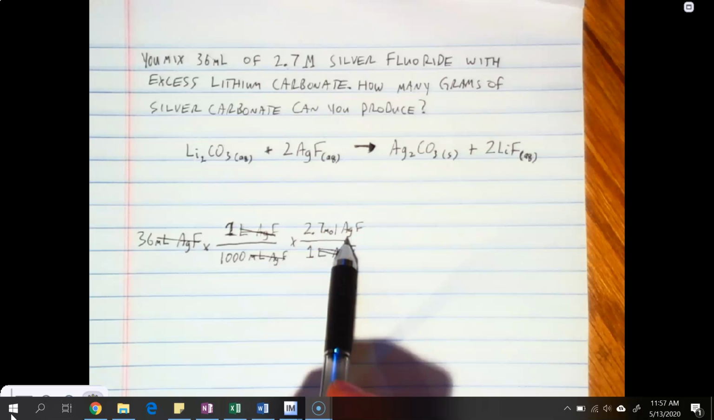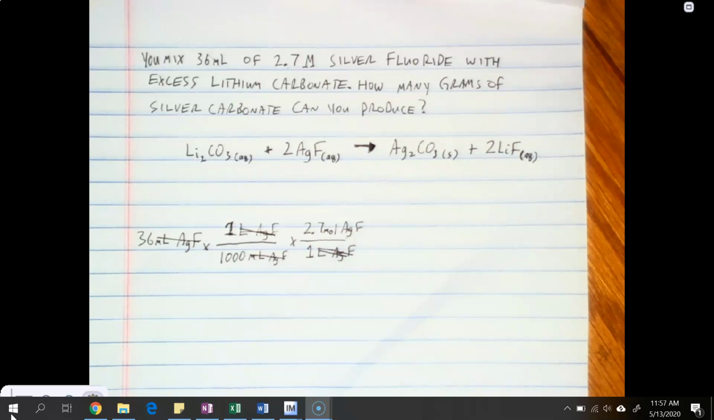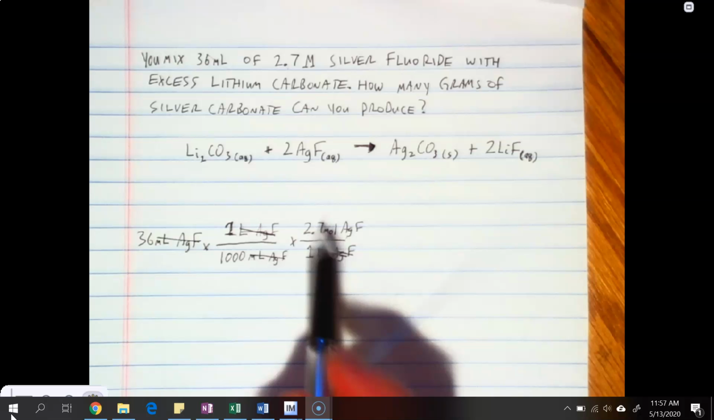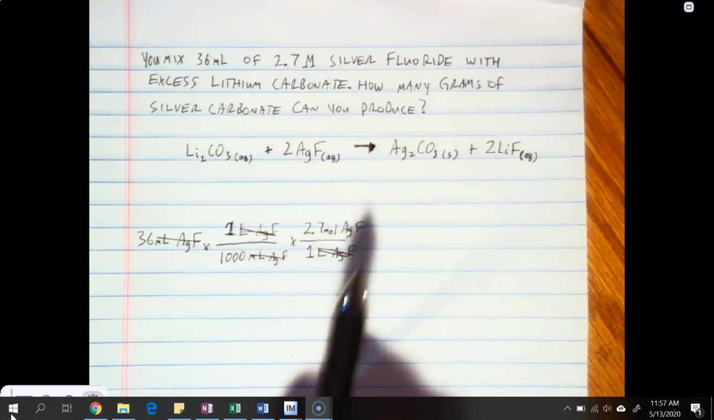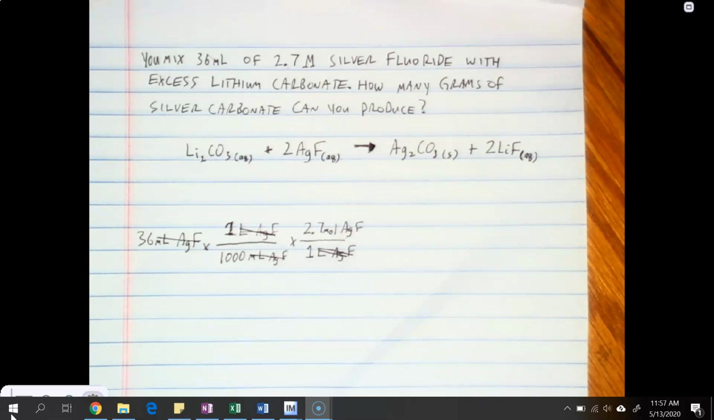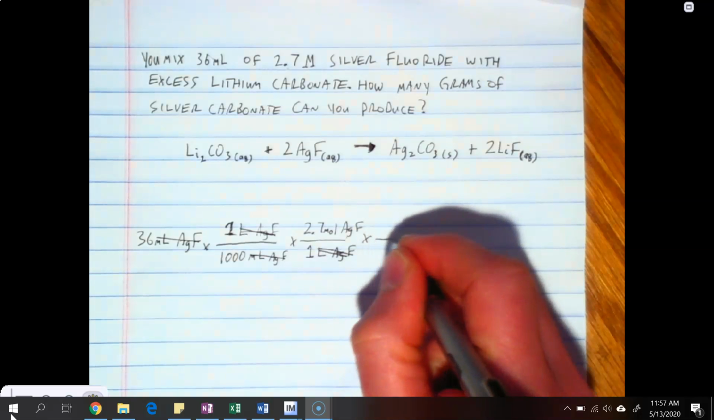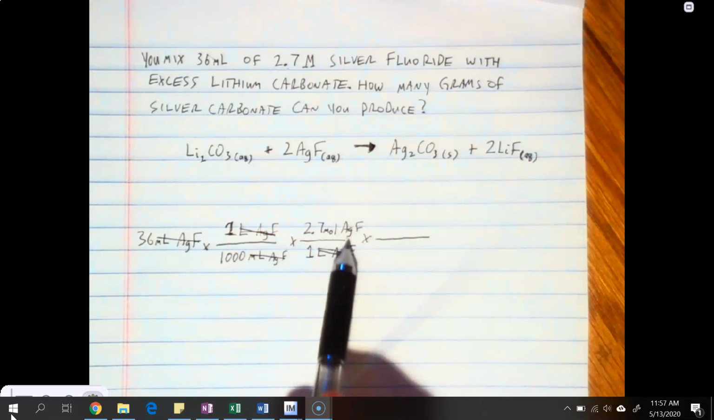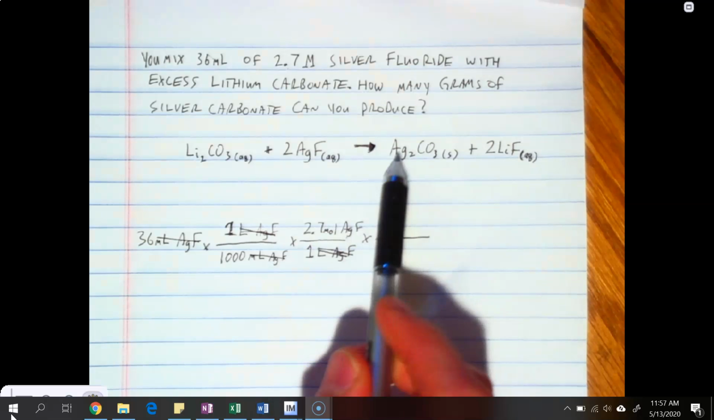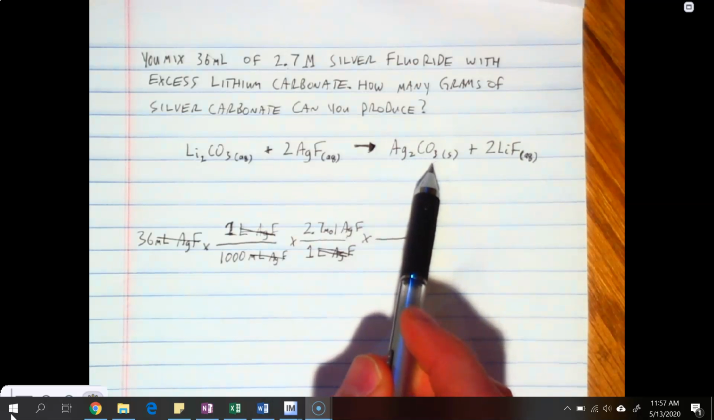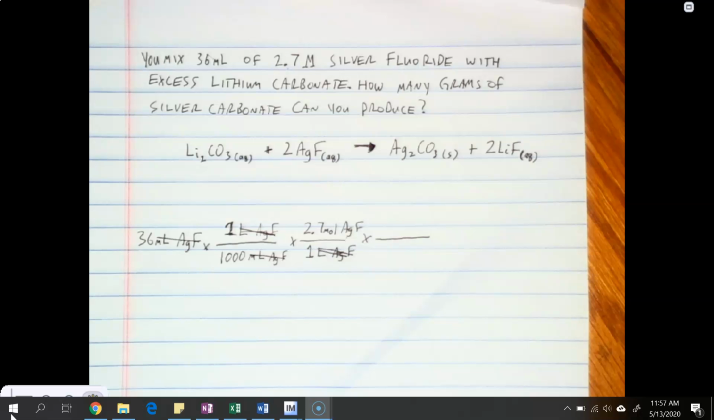All right? So what I want you to do is pause the video for a second. Now that you know you've got moles of AgF, I want you to take the next step and see if you can write what fraction I should put to, instead of having moles of AgF, get moles of Ag2CO3. So pause the video for a second and try and come up with that mole to mole ratio.